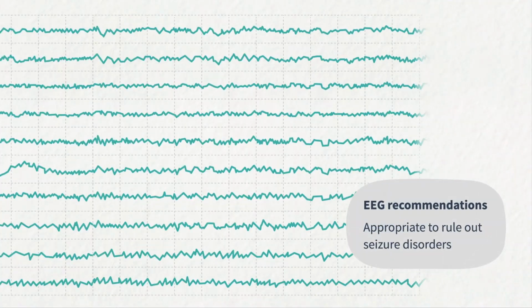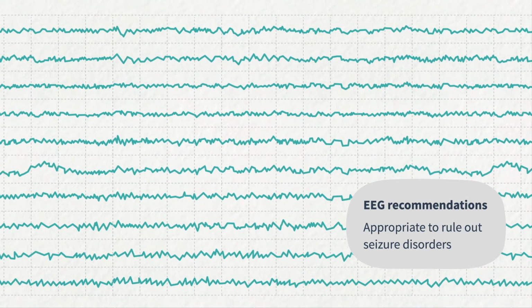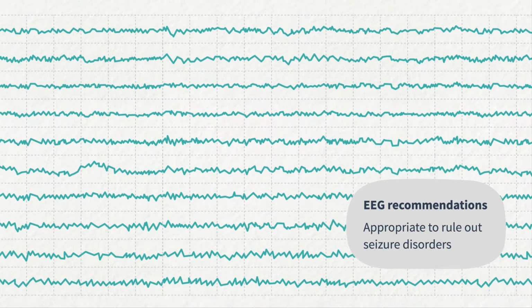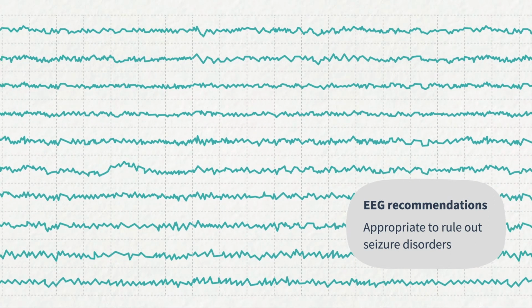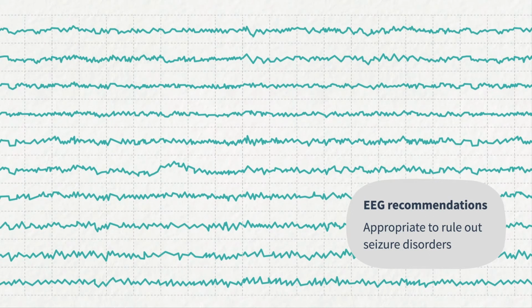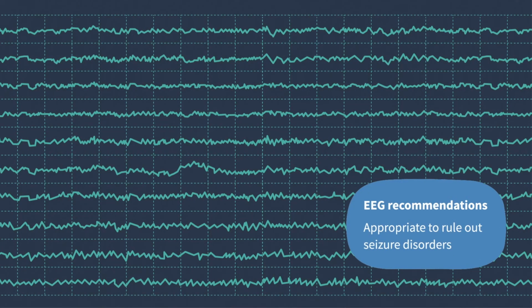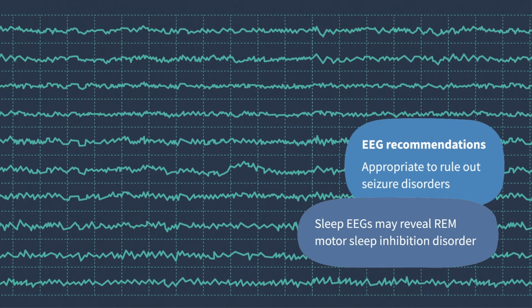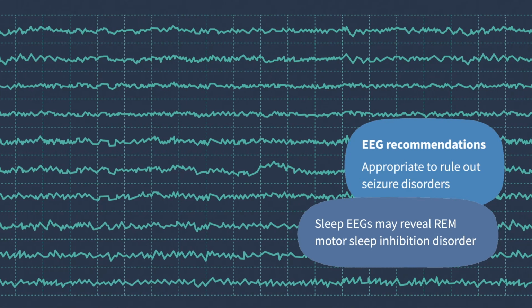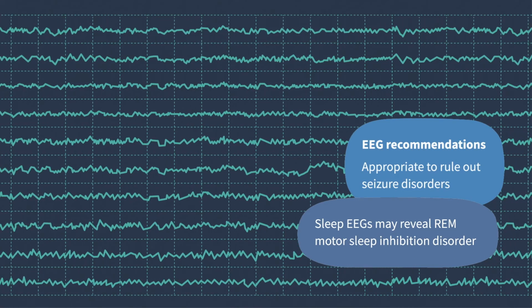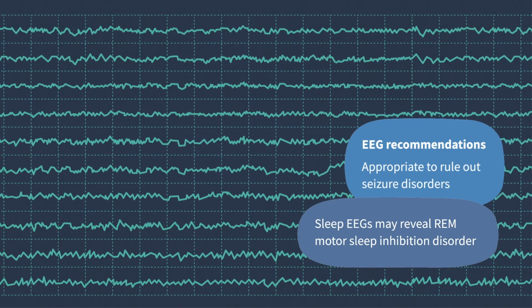An EEG is appropriate to rule out seizure disorders. We have found abnormalities, including electrical status epilepticus in sleep, or ESES, and other subtle EEG abnormalities. Sleep EEGs have revealed REM motor sleep inhibition disorder, where patients move during their dreams, which can indicate basal ganglia dysfunction. Consultation with a pediatric neurologist can help guide ordering and interpreting these procedures.